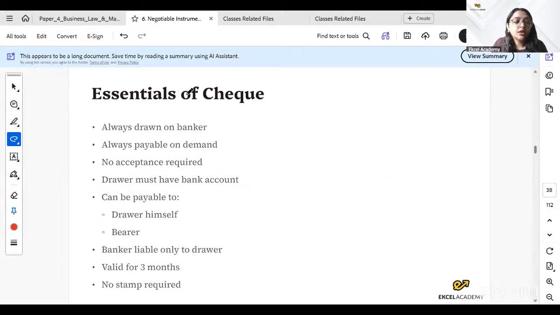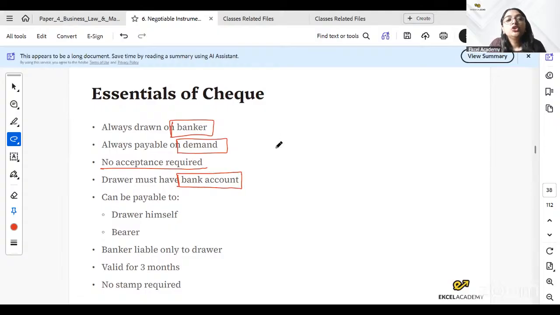All right. Now, what are the various essentials? Very, very important. It is a bill of exchange which is always drawn upon a banker, always payable on demand, and no acceptance is required. The drawer must have a bank account. This is pretty self-explanatory: you are drawing a check on a banker, so the primary requirement is that you have an account with that bank. It can be payable to the drawer himself. You also issue self checks.